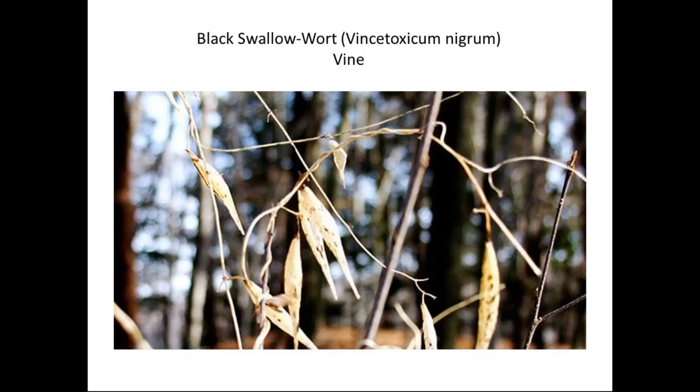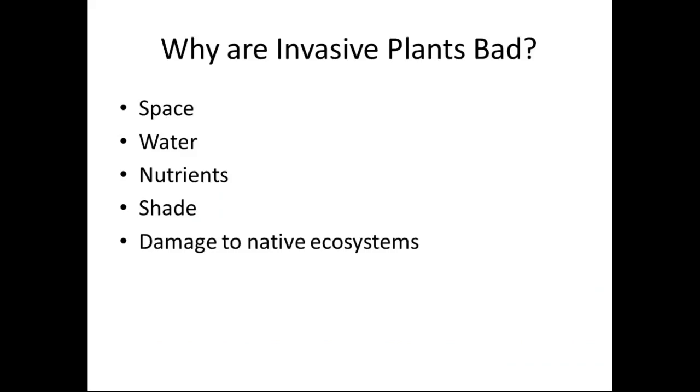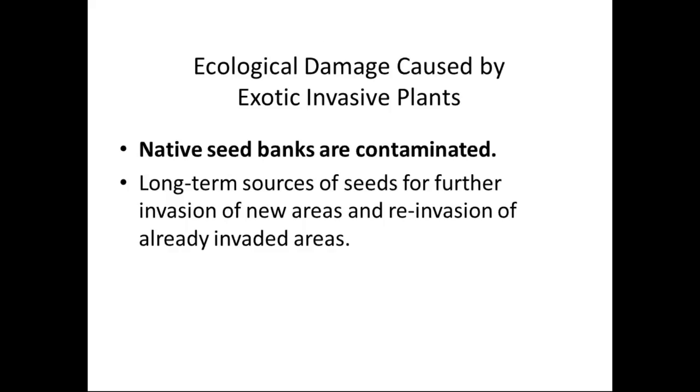Here's black swallow-wort, the seed capsules, and so they look like in the fall. So why are our invasive plants bad? Well, like I've been speaking about, they take up space, they take up water and nutrients, they create shade, and this is the kind of damage that they really do to native ecosystems. The native seed banks are contaminated, and long-term sources of seeds for further invasion of new areas and reinvasion of already invaded areas are from the seed banks.